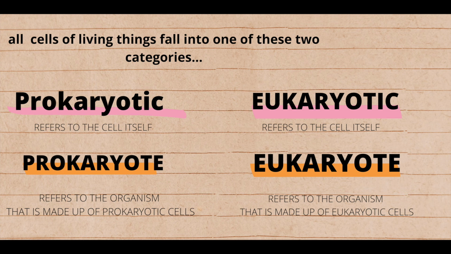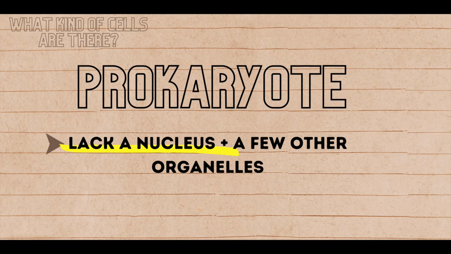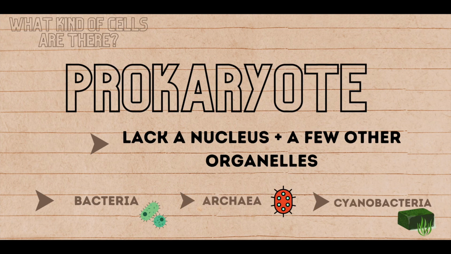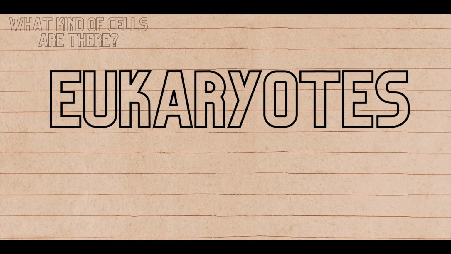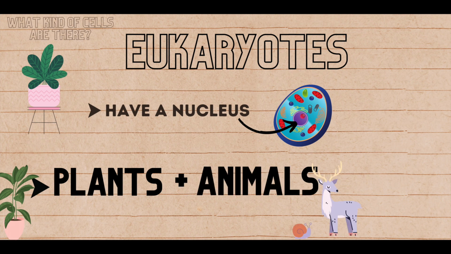Your prokaryotic and eukaryotic cells actually have a lot more in common than they do differences. Nevertheless, they do have one major difference. Prokaryotic cells lack a nucleus and a few other organelles. They lack a nucleus, and this is the big takeaway. Your prokaryotic cells include bacteria, archaea, and cyanobacteria. In contrast, eukaryotic cells have a nucleus. This is the major difference between the eukaryotes and the prokaryotes. Eukaryotes have a nucleus, and these include your plants, your animals, and your fungi.